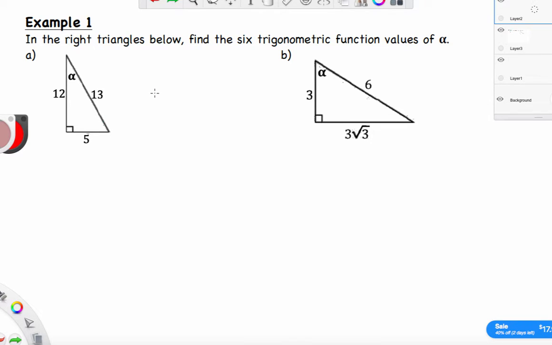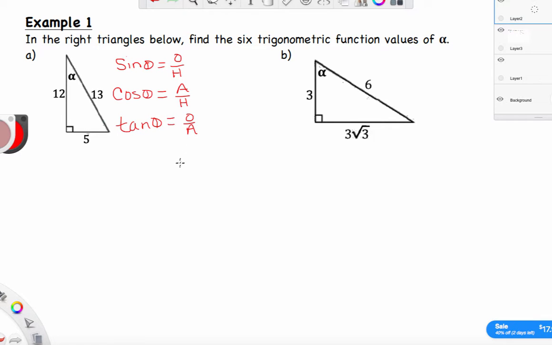For example 1, we're going to find the 6 trig ratios of alpha. So I'm going to tell you what the basic trig functions are and just go over that so they're sitting here as we do our example. Sine is defined as the opposite side over the hypotenuse. Cosine from an angle is defined as the adjacent over the hypotenuse, and then tangent's defined as the opposite over adjacent.